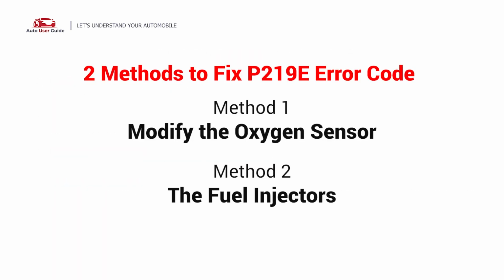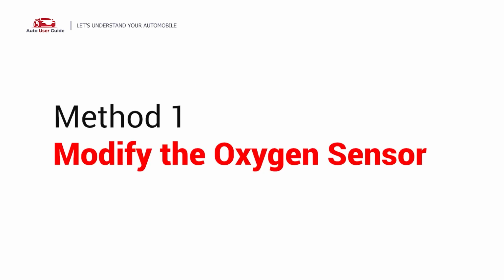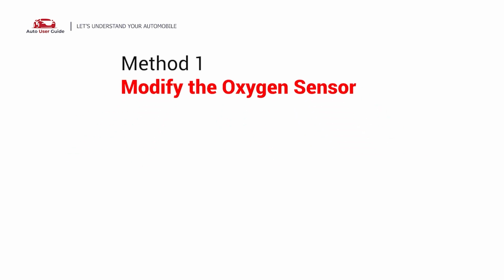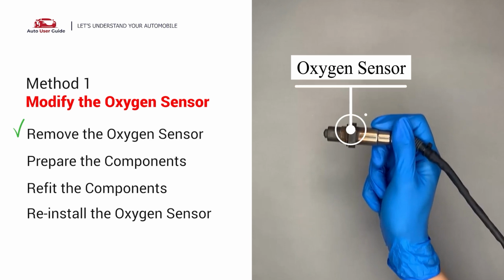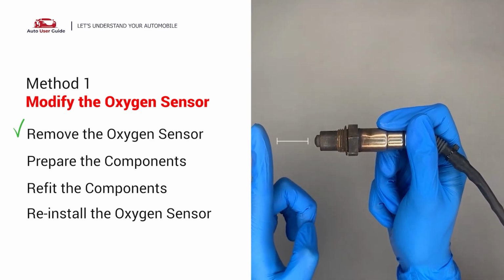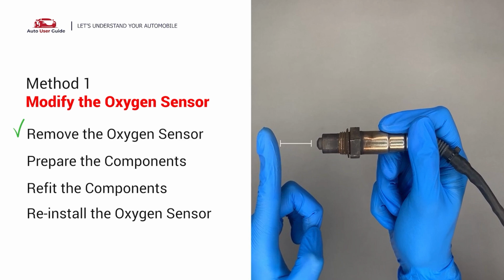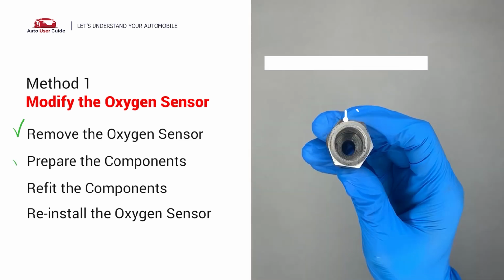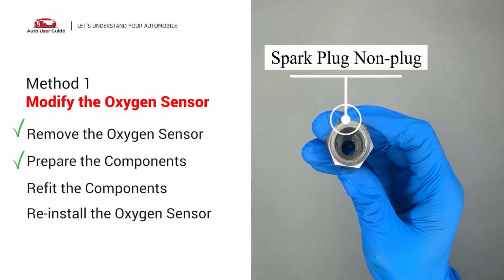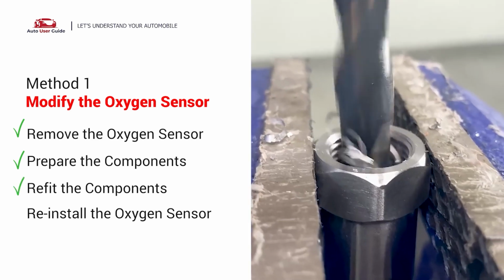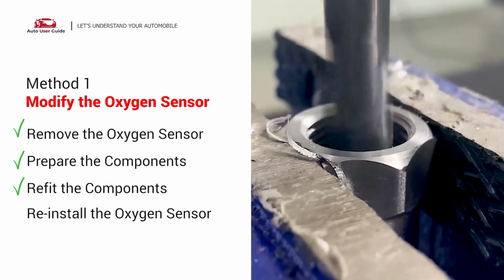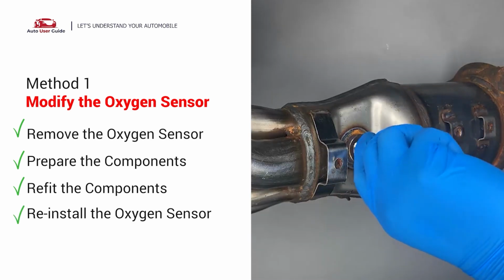Here are 2 simple DIY methods you can try to solve this problem. Method 1: Modify the oxygen sensor. You can remove the oxygen sensor from the converter by putting extra space between the sensor and the converter. And now, getting the smart plug non-fouler, now having enough space to fit into the oxygen sensor, and then use a 1/2-inch drill to refit it. By doing this, put them together and put back on the catalytic converter.